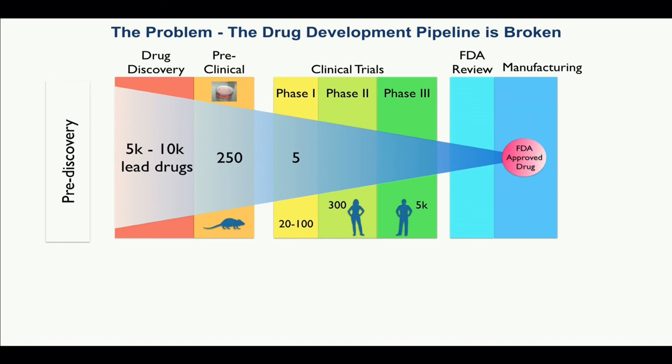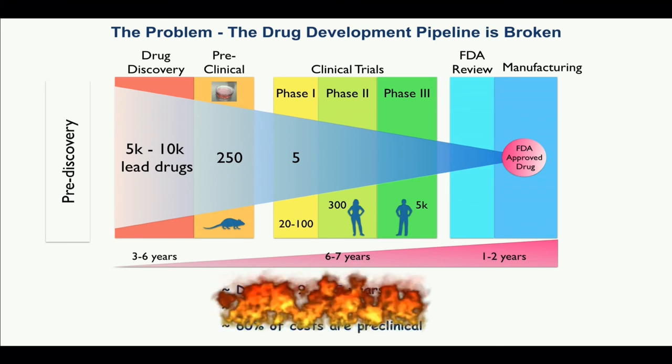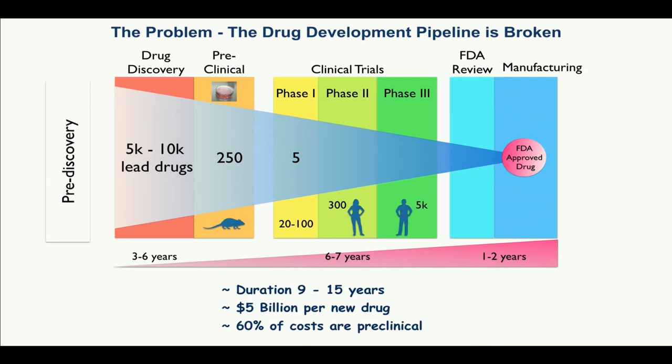and this whole thing relates to this problem, which is you start with 5 to 10,000 drugs and you get one at the end, right? And so, well, why is that a problem? The problem is it takes a long time. It can take anywhere from 9 to 15 years to develop a new drug, and the cost can be substantial, on the order of $5 billion with a B per new drug, right?